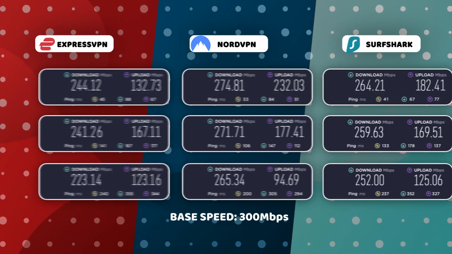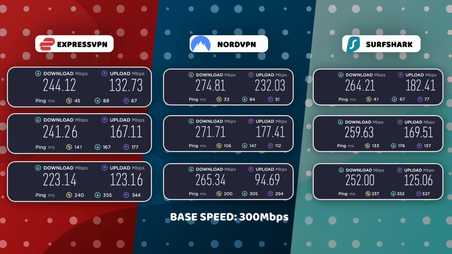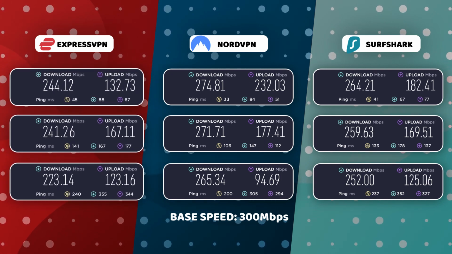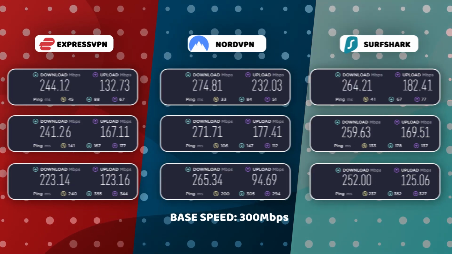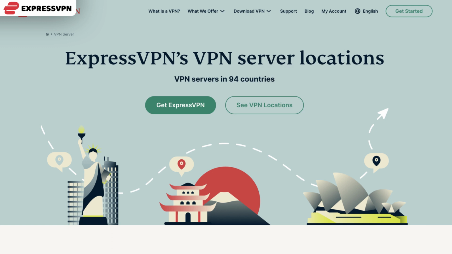While I found it to be slower than NordVPN or Surfshark, ExpressVPN's performance is reliable. This is especially surprising considering how many countries ExpressVPN covers. It's hard to keep the speed consistent across so many locations.